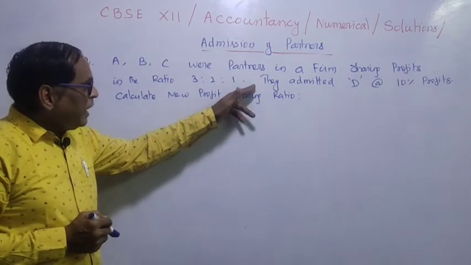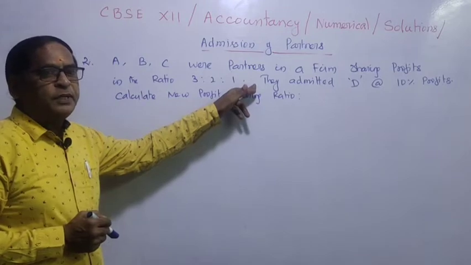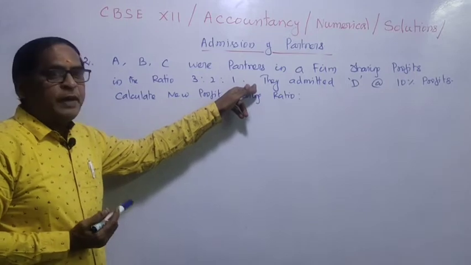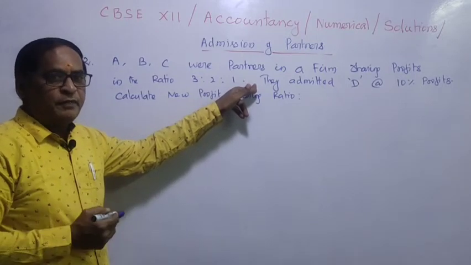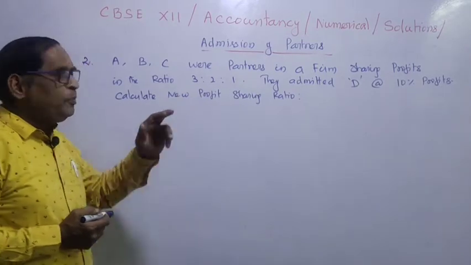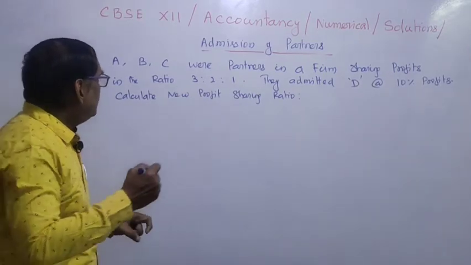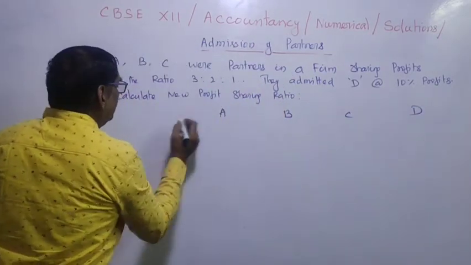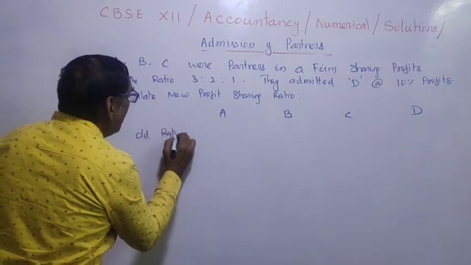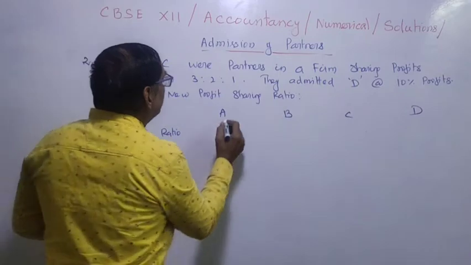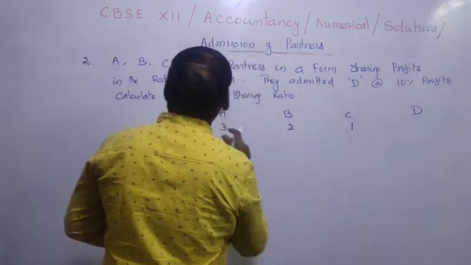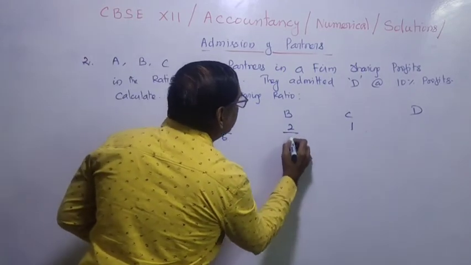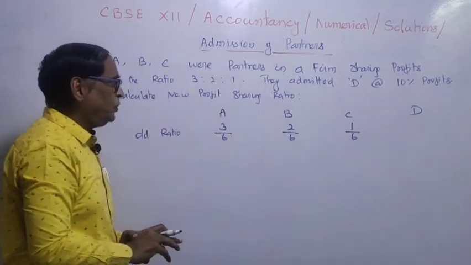3:2:1. They admitted D at 10% profit. 10% profit means 10 out of 100, that means 1 by 10, and then the remaining portion will be 9 by 10. Likewise the previous question, calculate the new profit sharing ratio. Now we shall calculate. The total partners are A, B, C and D. The old ratio of A, B and C is 3:2:1. That means the total, 3 plus 2 plus 1, is 6. 3 by 6, 2 by 6, 1 by 6. This is the old ratio.